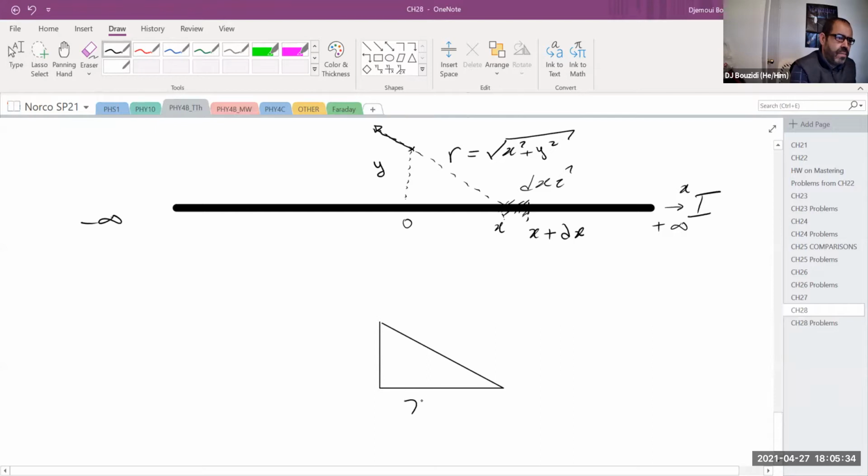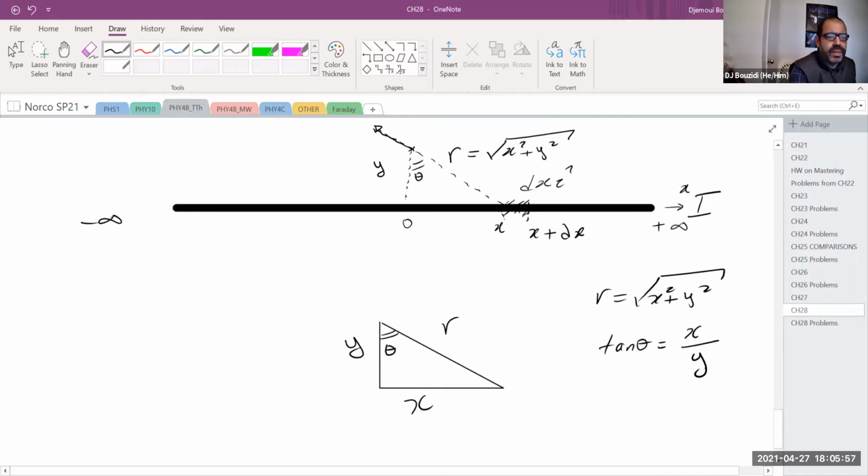So this is x, this is y, and that is r, which is just the square root of x squared plus y squared. I'm going to call this angle theta. You can clearly see from the geometry that tangent of theta is equal to x over y, because the opposite is x and the adjacent is y in this right angle triangle. So we're almost there. The only thing I have to do is find this vector r hat.